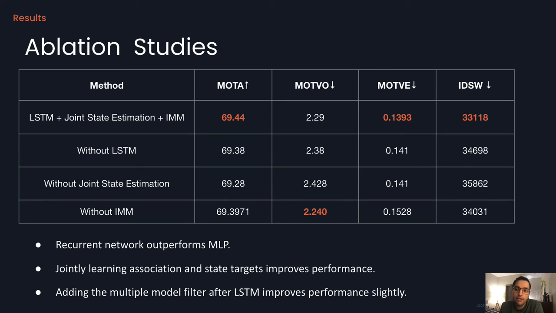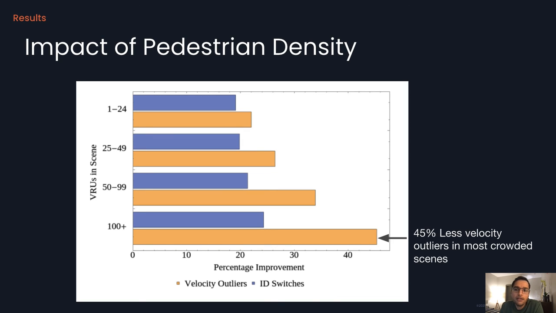We further performed ablations to understand the impact of our novel joint regression, the recurrent network, and using the IMM. While using an LSTM and jointly regressing state are clearly better, adding the IMM on top of our LSTM state estimates marginally improves performance. We then demonstrate the effectiveness of our method during crowded scenes, since that is when association is most challenging.